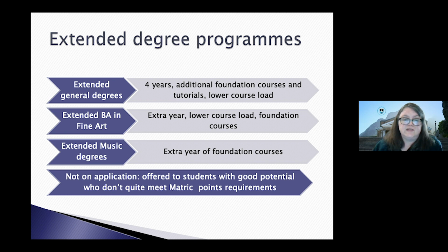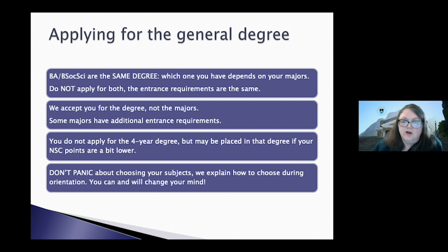The BA, BSOC are the same degree. Don't panic about which one you've asked for. If you apply for the BA, we offer you a BA and you decide you want to do social science subjects, you just do social science subjects when you register, and we change your degree to the BSOC side. Okay. You don't apply for the extended version of the degree, but we may place you in that version if your NSC points are a bit lower. And please don't panic about how to choose your subjects. We train you about this in orientation to a great extent.